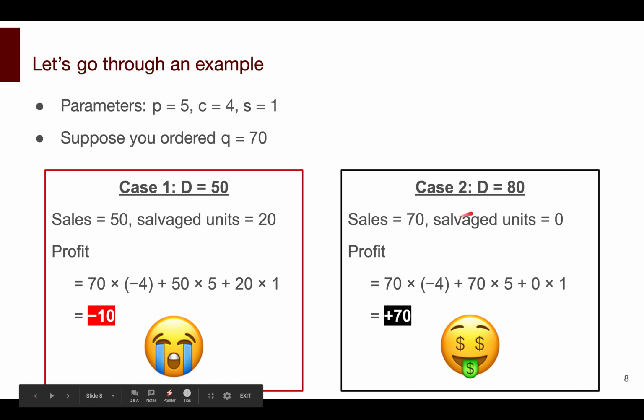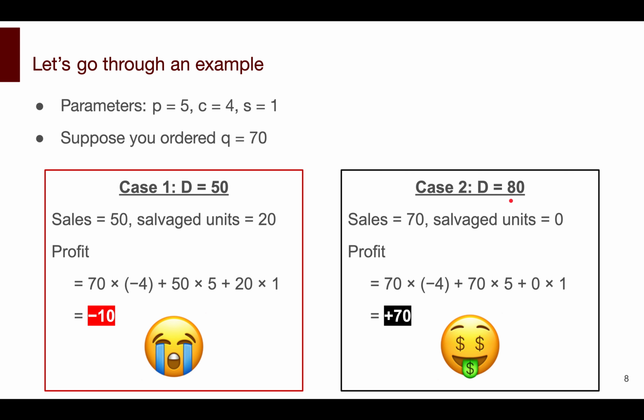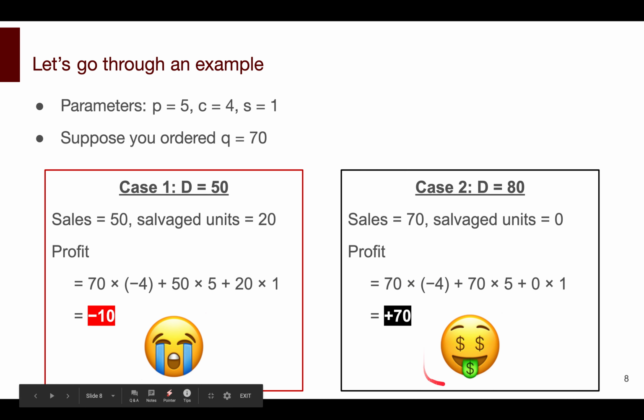In the second case, the demand is 80. So in this case, even though the demand is 80, you only have 70 units of newspapers, so you can only sell 70. And you have no salvage units. Again, you can calculate the profit, which in this case is 70. So you feel happy because you made a good profit.